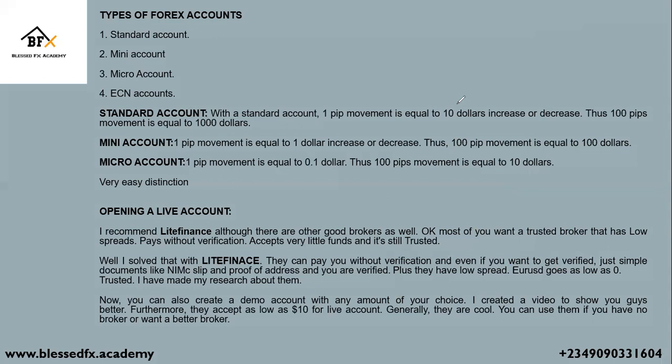Do you understand? So, opening a live account. Like I said, there's a video after this that shows you demo account opening, live account creating, and linking it to MT4 and getting ready to place trades. You understand? So, opening a live account.